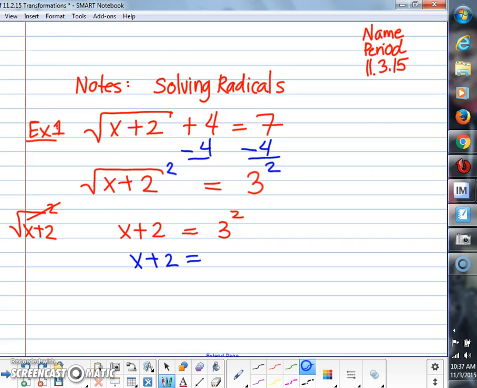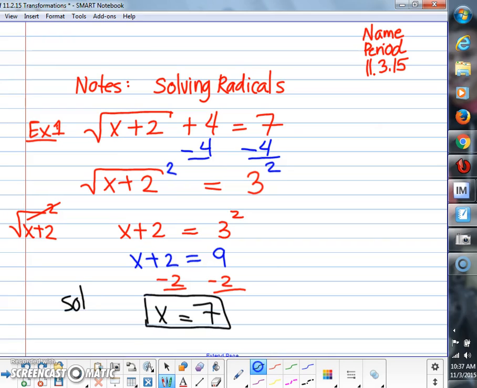Okay, it's up to you, but 3 squared is 9. As long as you know in your head what you're doing, then that's okay with me. So you're going to subtract 2 from both sides, and what is 9 minus 2? 7. So x is equal to 7. This is a solution. And we always have to check our answers. Do you know how to check your answers? Yeah, you're going to plug in 7 wherever you see an x.